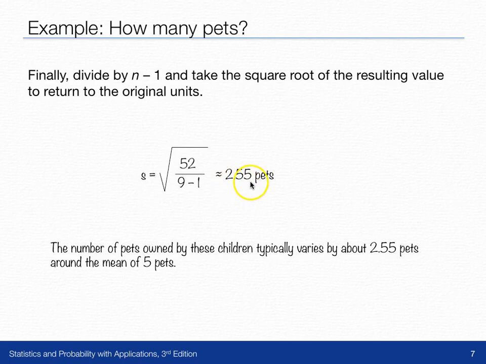Now I know you can't have 0.55 of a pet. This is a typical difference from the mean. So the number of pets owned by these children typically varies around 2.55 pets, around the mean of 5 pets.